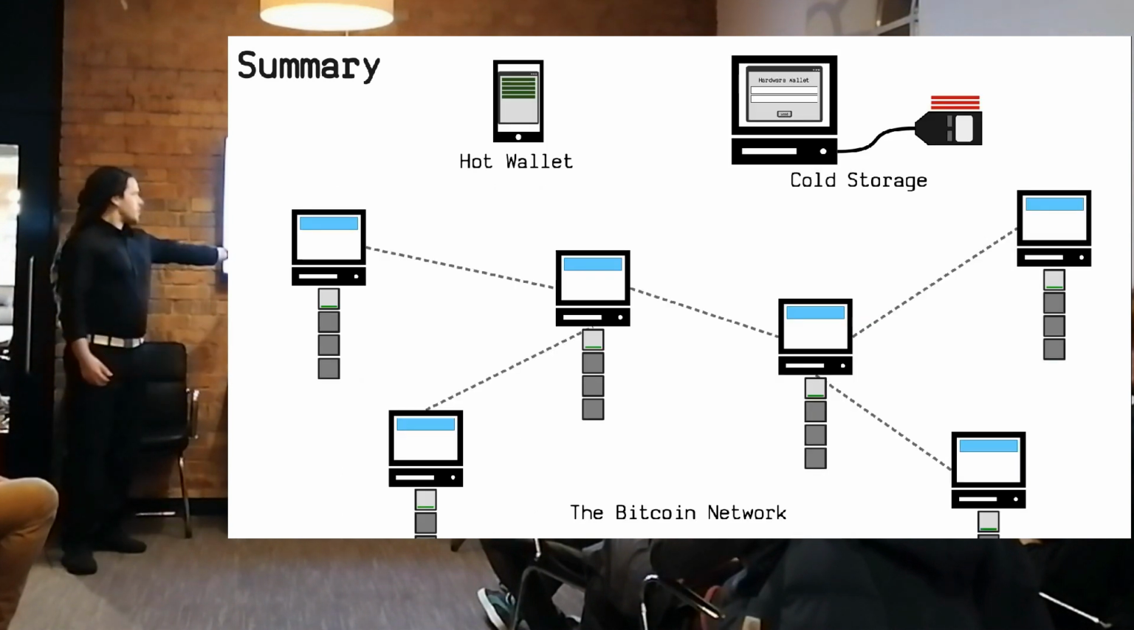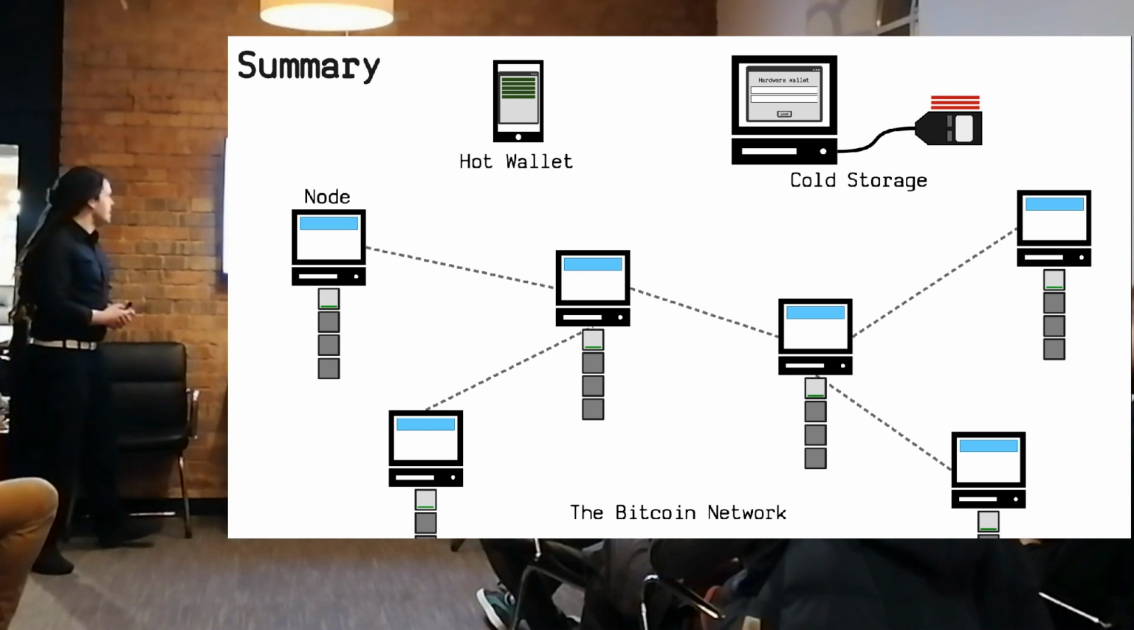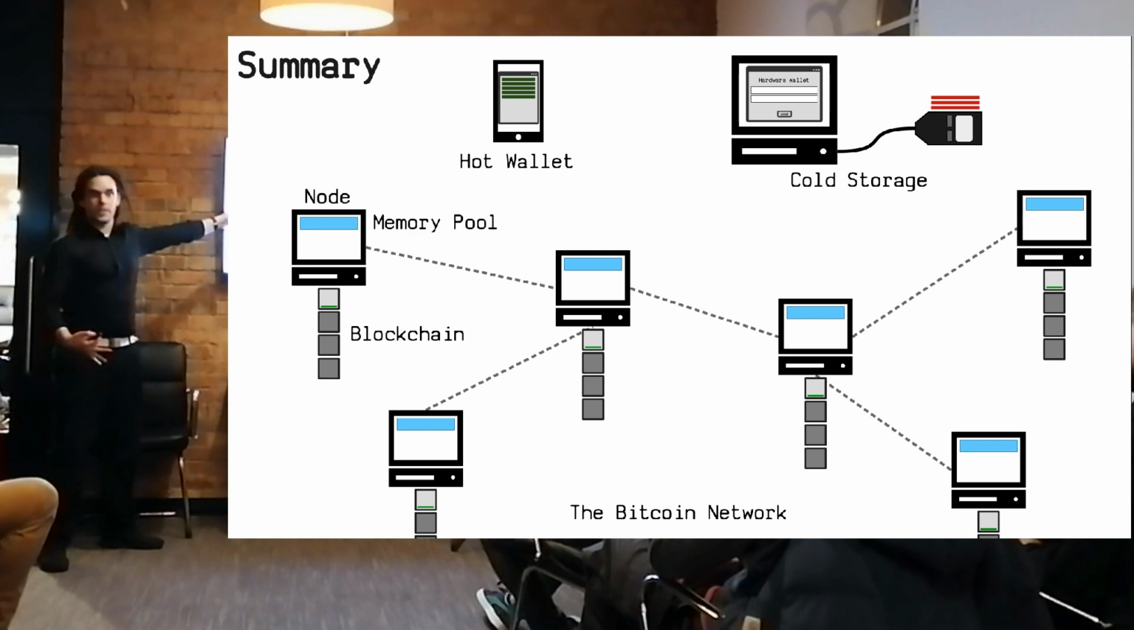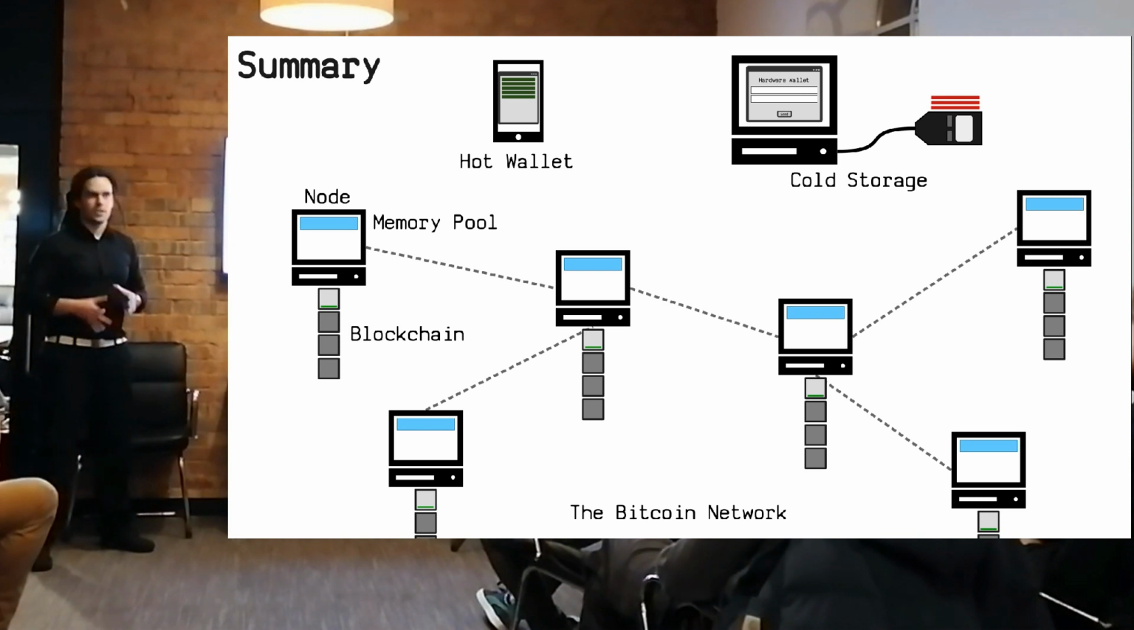And then this is the Bitcoin network, just a bunch of people running the original Bitcoin software or compatible programs to create a network of computers, all communicating together. These are called nodes on the network. They all have a memory pool, a temporary waiting area for new transactions, and the blockchain, which is the main file where all the transactions are held.